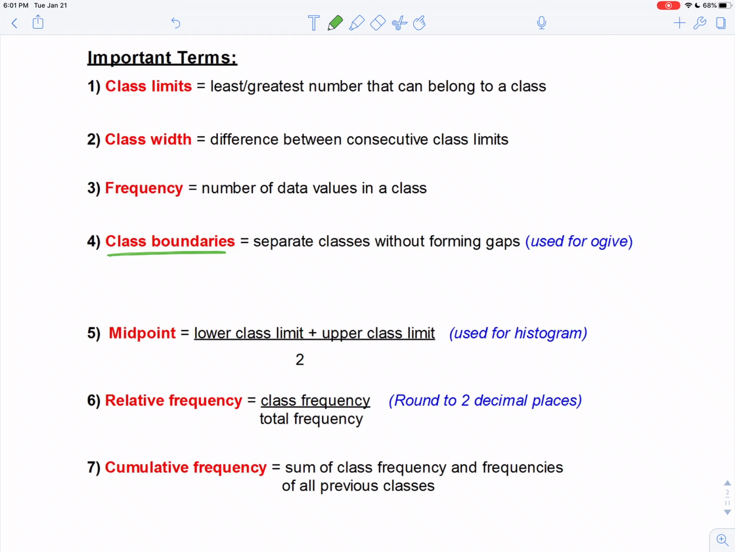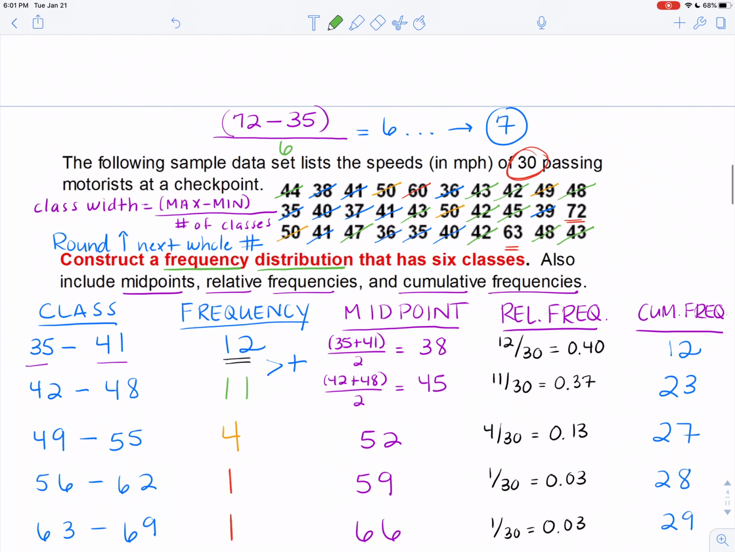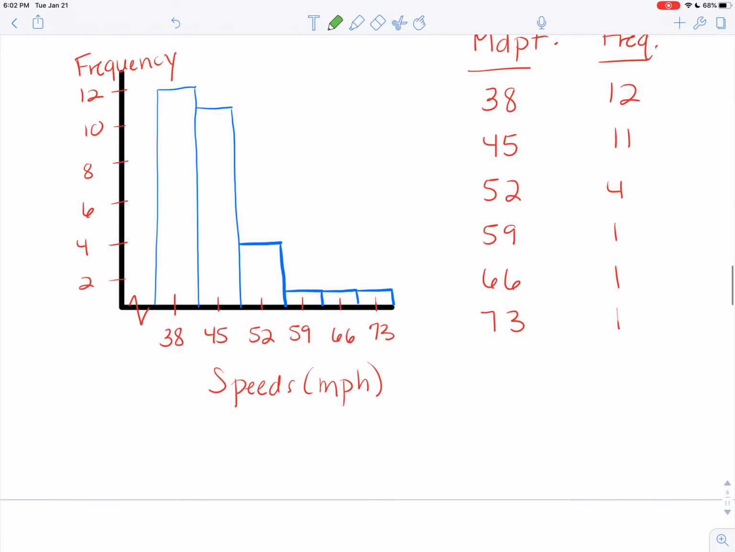It's very simple. All you're going to do to get your boundaries is take any lower limit and pull it back by half the space in between, and then take any upper limit and add 0.5. This will make a meet in the middle, maintaining the width and the frequencies and all of that, and it will be used solely for graphing the ogive.